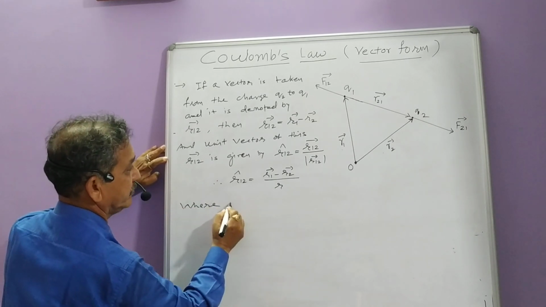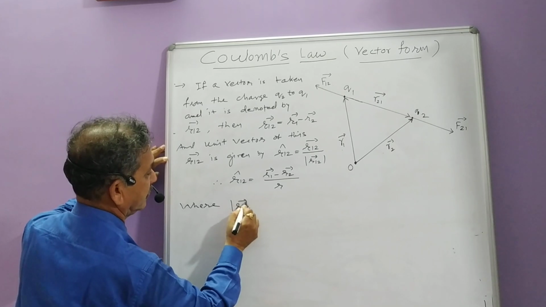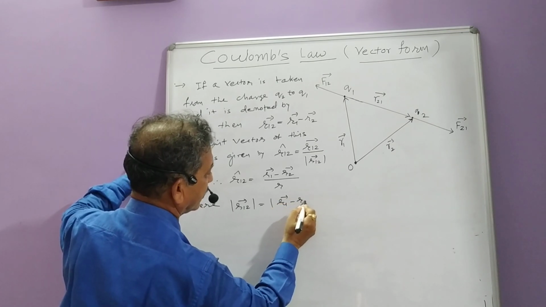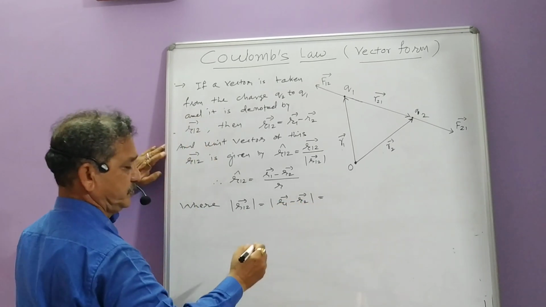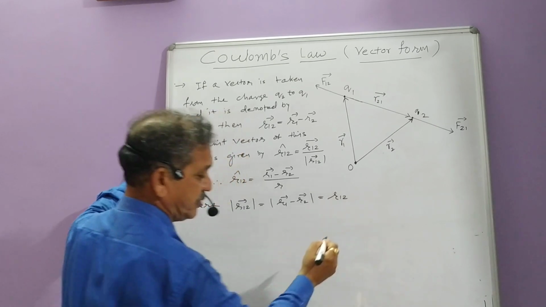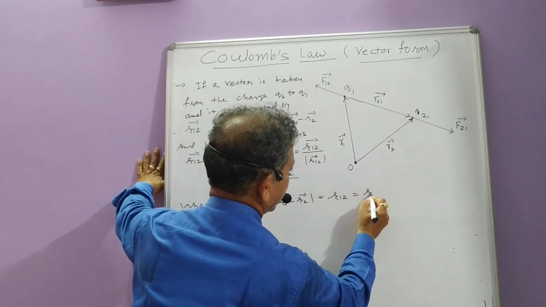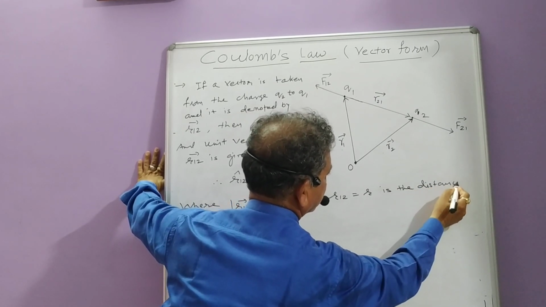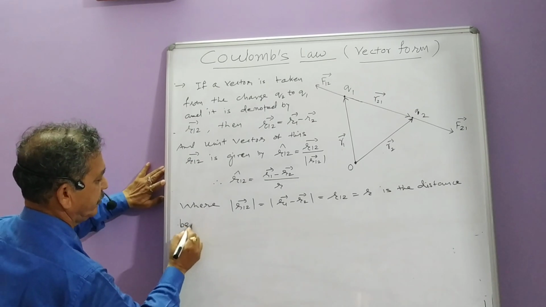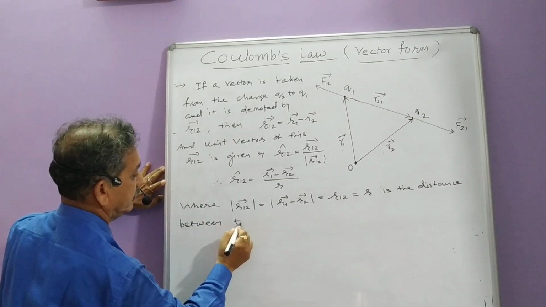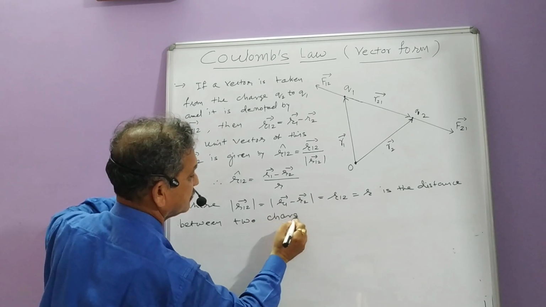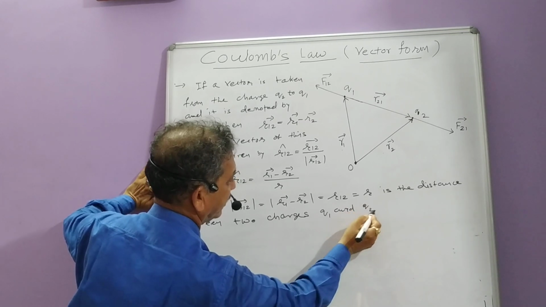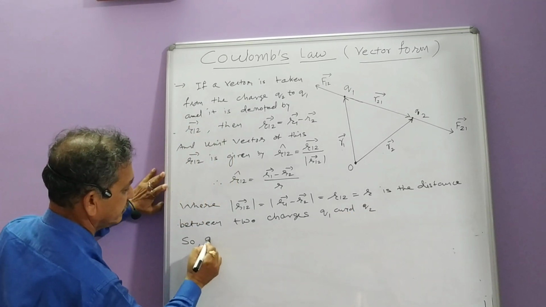So where again, the magnitude of vector r12 equal to modulus of vector r1 minus vector r2 can also be written as simply r12, or simply r, is the distance between the two charges q1 and q2.